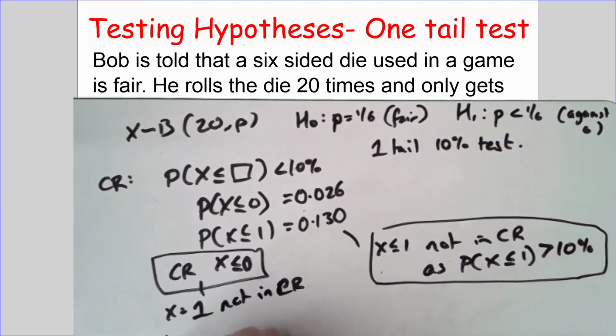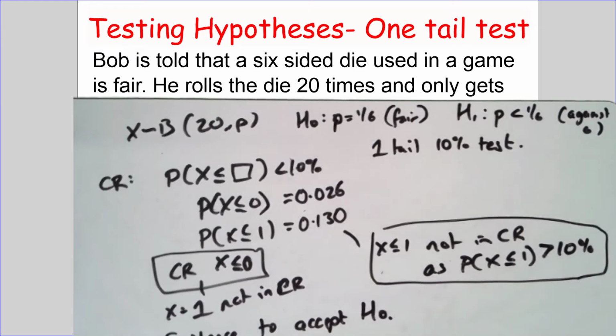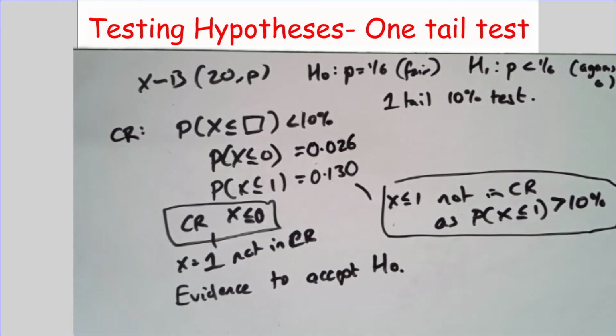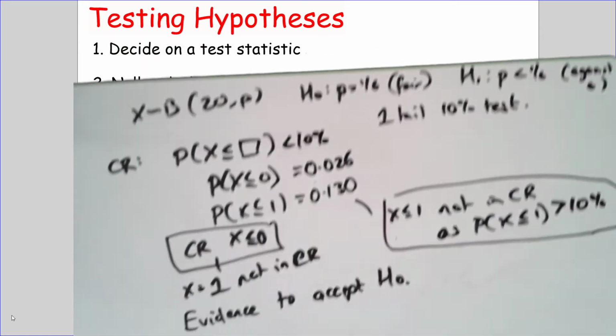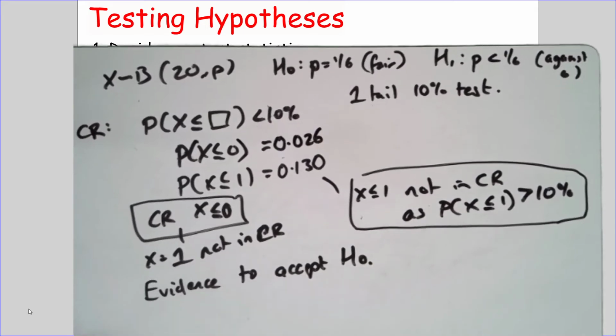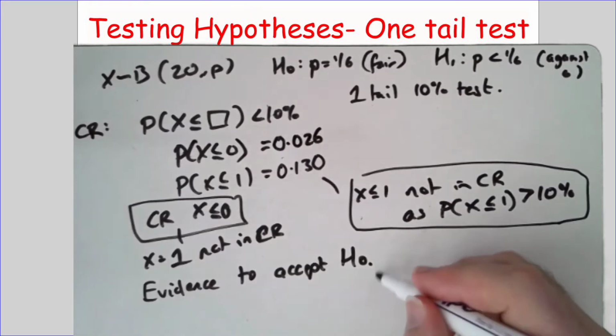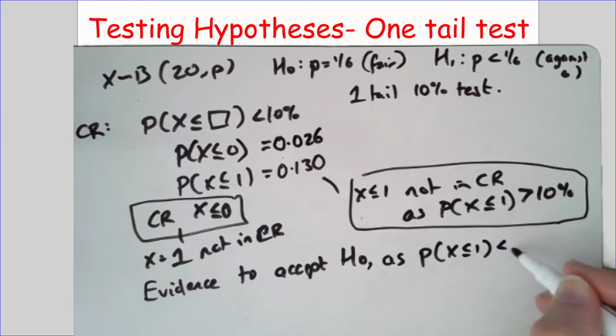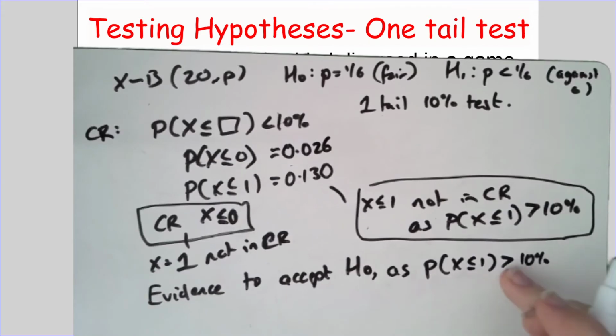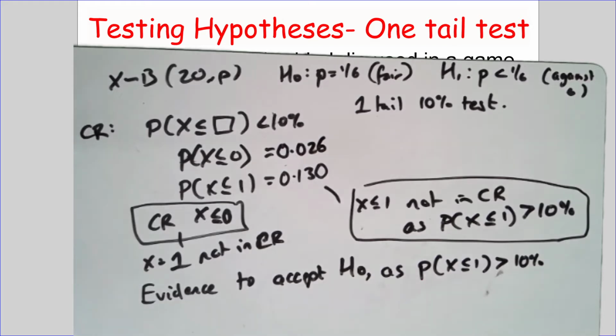So either way, there is evidence to accept H0. So this here is our step 5. Let's go back to this. This is our step 5. So we're comparing to the significance. There is evidence to accept H0 as probability x is less than or equal to 1 is greater than 10%. So because this probability is bigger than 10%, it's not significant.